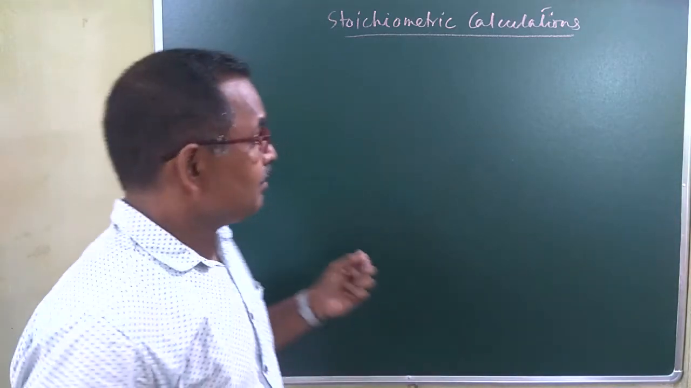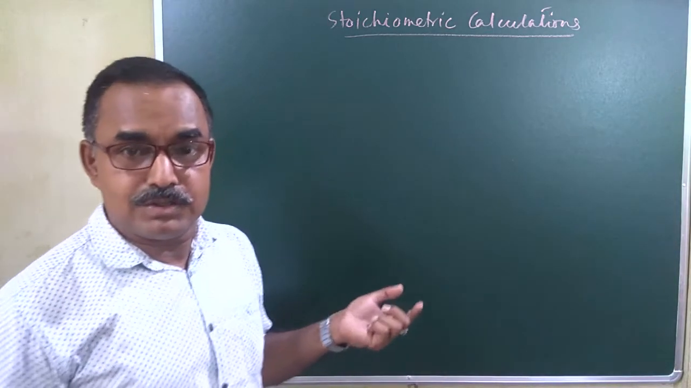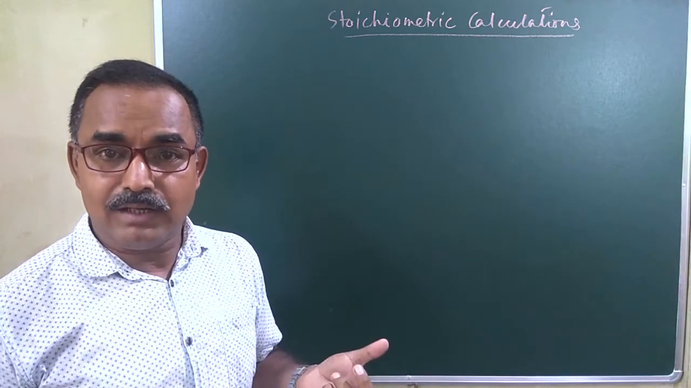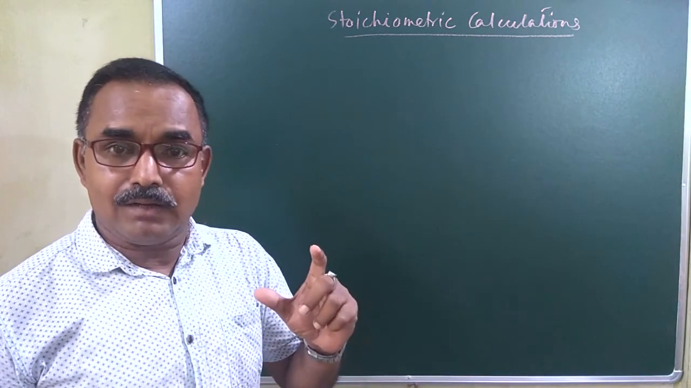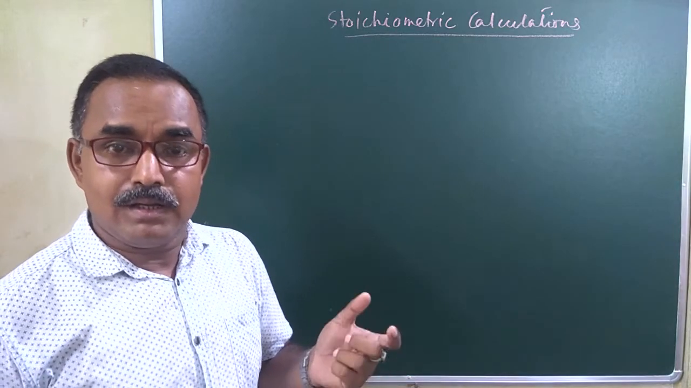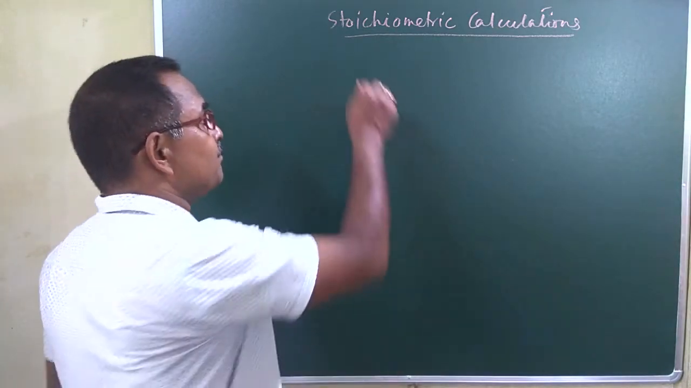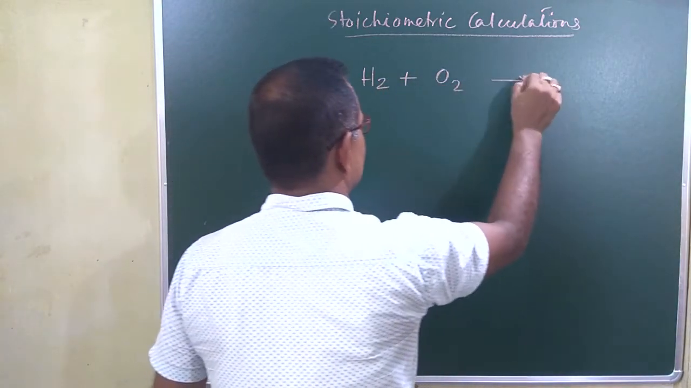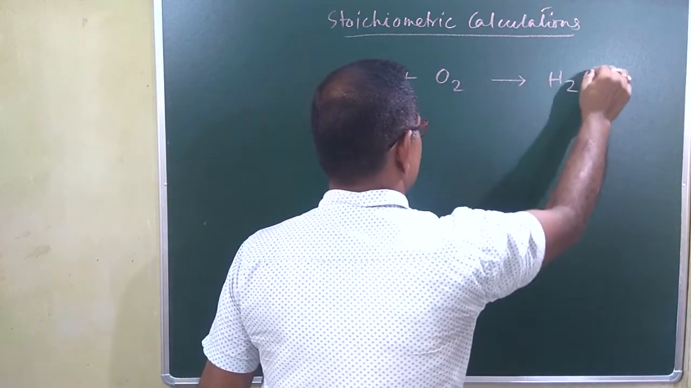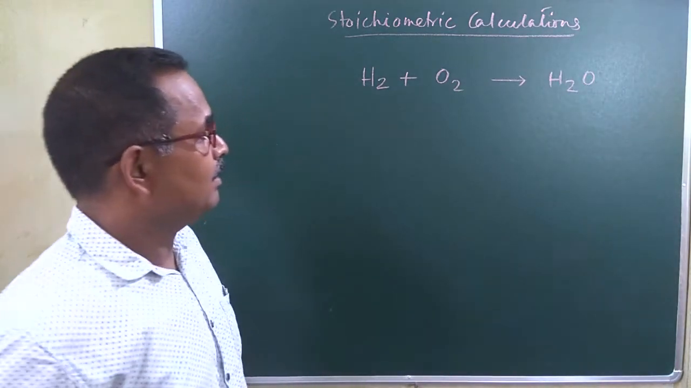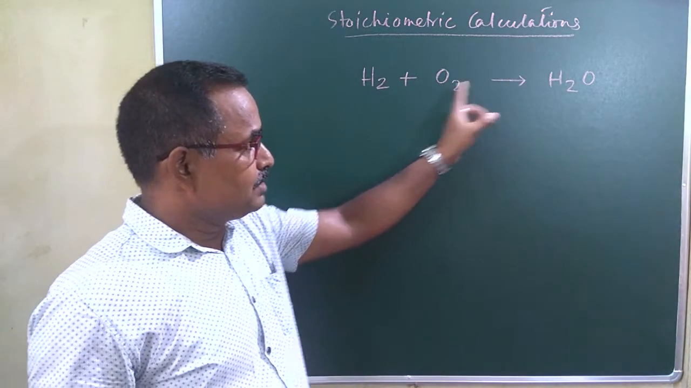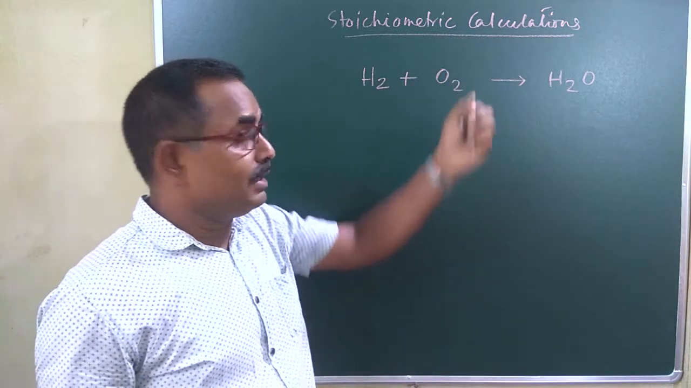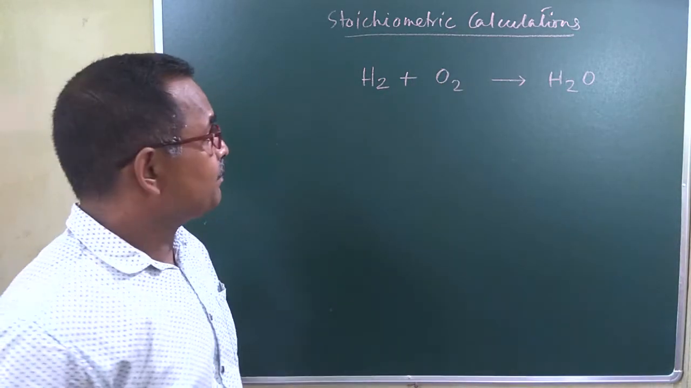We know hydrogen combines with oxygen producing water, is it not? This is a chemical reaction. That chemical reaction may be represented by an equation. What is that? That equation is this one. Hydrogen combines with oxygen producing water. This is qualitative information regarding the chemical reaction.